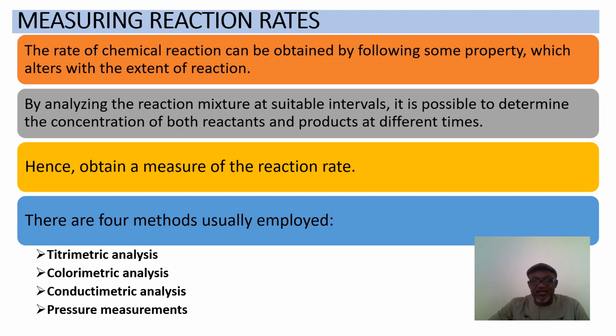So once we're able to get the concentration at a given time, we'll divide that concentration by the time, and that gives us the rate of reaction. Now, there are 4 methods usually employed. There are so many of them, but these are very elementary methods.